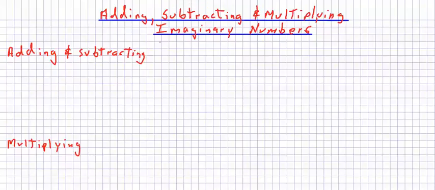Hello, this is a short video presentation on adding and subtracting and multiplying imaginary and complex numbers. Adding and subtracting is very straightforward and simple. Remember, our numbers are in the form a plus bi, where this is the real part and this is the imaginary part. All we do is add the real parts and the imaginary parts.